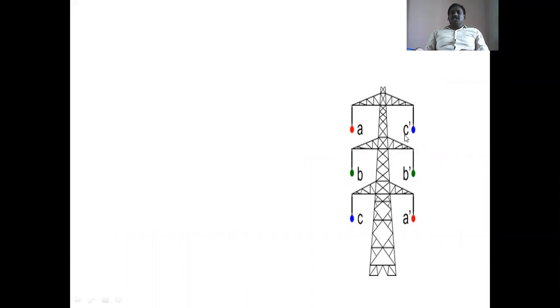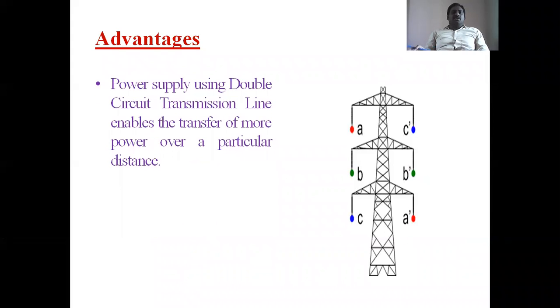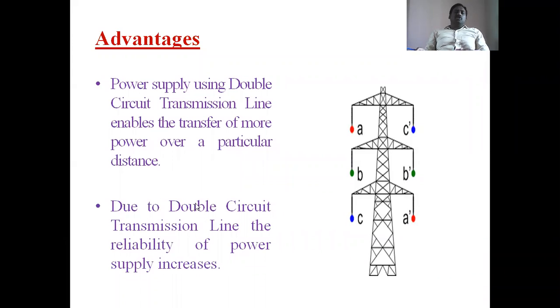So this is a double circuit line. Double circuit line means each phase has two conductors. That means three phases having two circuits, 3 into 2, 6 conductors. What are the advantages of a double circuit line? First, power handling capability increases. We can transmit more power, that means the line enables the transfer of more power over long distances. One more thing is that due to the double circuit transmission line, the reliability of power supply increases. These are the two advantages.